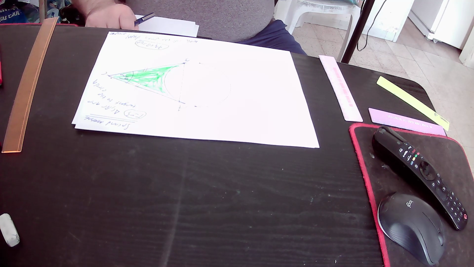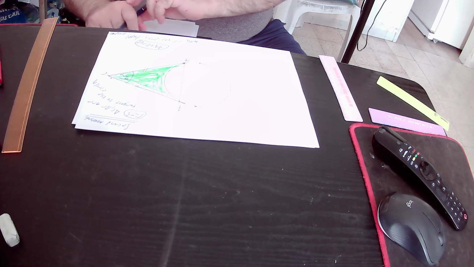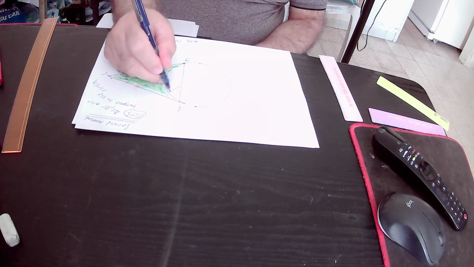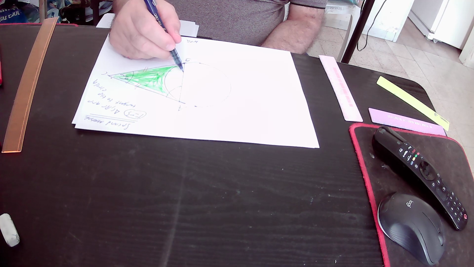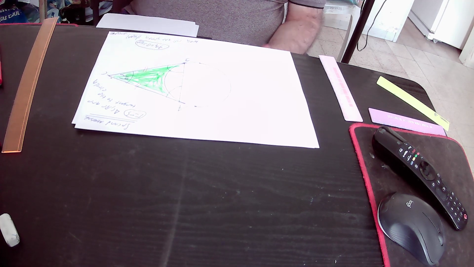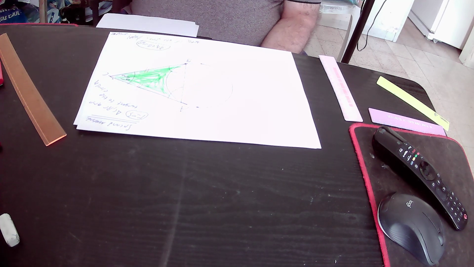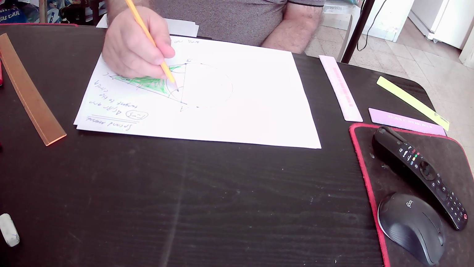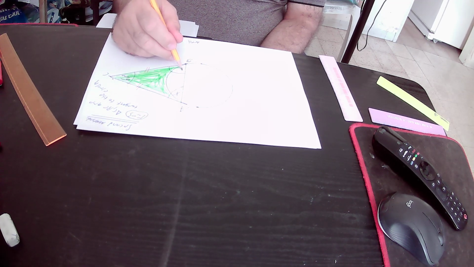Actually, we have a rule. The rule states that opposite equal sides in a triangle, there are equal angles. So opposite BC, we have angle BAC, this angle. And opposite AC, we have angle ABC, this angle. And according to the rule that I stated, those two angles are equal to each other. So if angle BAC is defined as X, then angle ABC is also equal to X because those two angles are equal to each other.